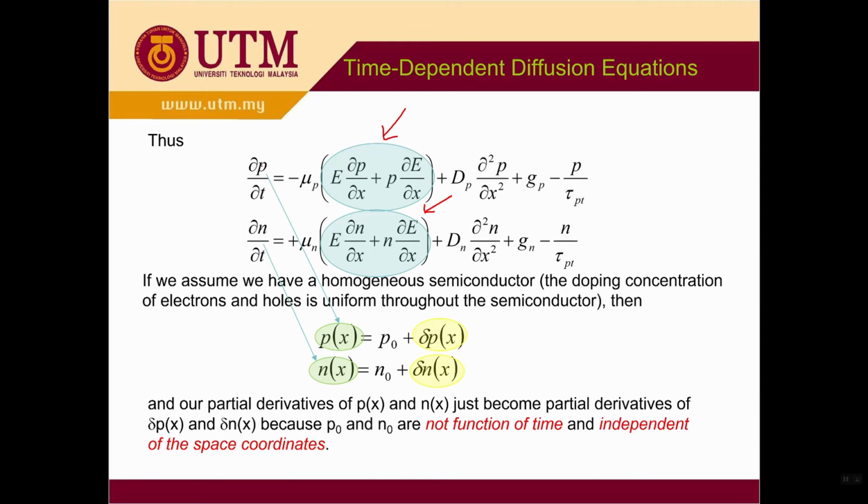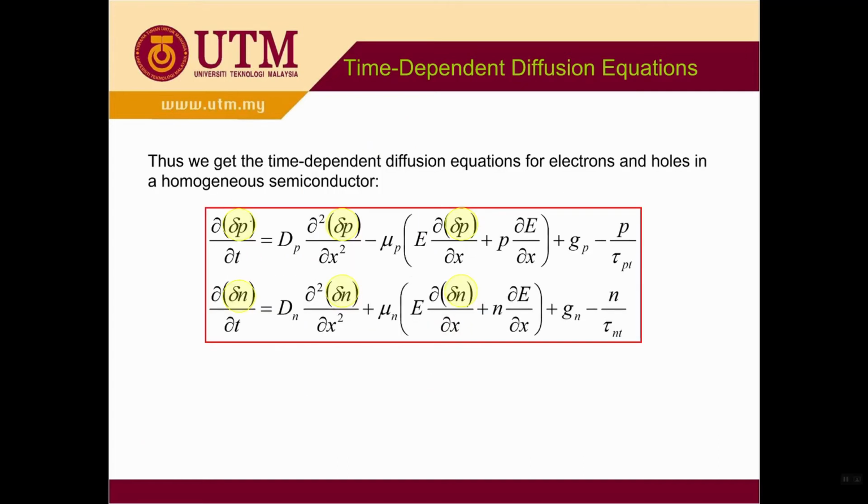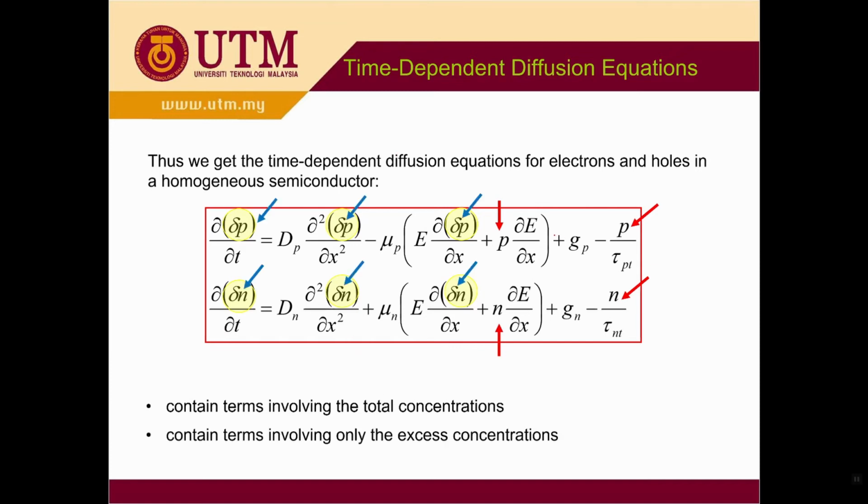So instead of using P and N, you replace them with delta P and delta N in the next slide. So they replace 1, 2, 3. But they do not replace here because this is not differential. They replace again here, 1, 2, 3. The time-dependent diffusion equation has two important terms. The first term is the total concentration, given by the red arrow, and the second term is the excess concentration, given by the blue arrow.